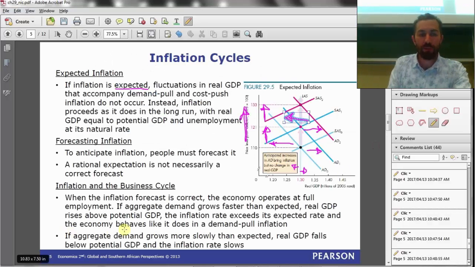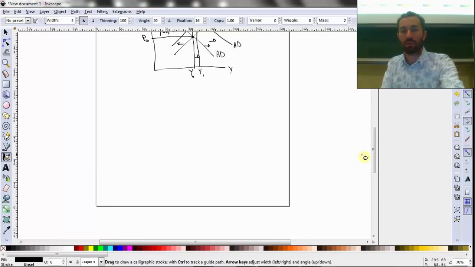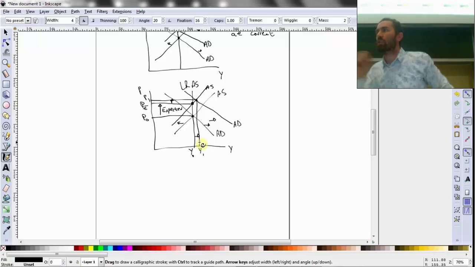Alternatively, if the economy grows slower than expected, real GDP falls below potential and the inflation rate slows. So, what I'm going to ask you to do is essentially draw an aggregate demand, aggregate supply diagram, and show what happens when aggregate demand does not shift by the same amount as what was expected.